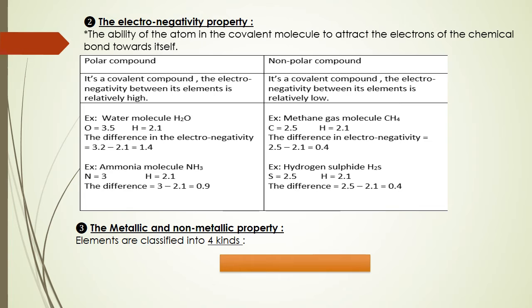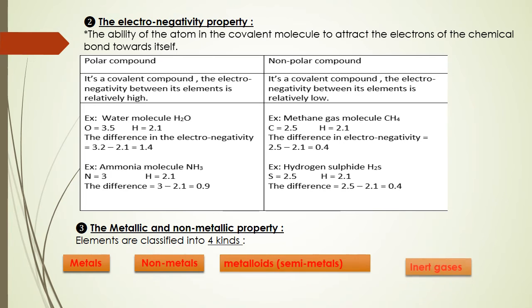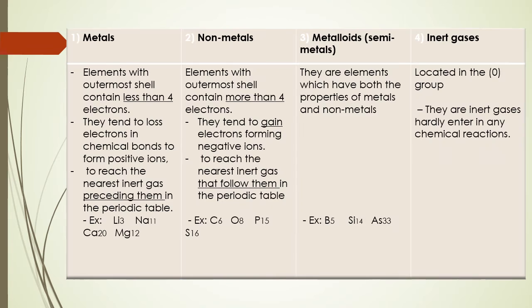The next one is metallic and non-metallic property. We have four kinds, as we said before: metal, non-metal, metalloid or semi-metal, and inert gas. So we are going to talk about the four sections: metal, non-metal, metalloid, and inert gas.